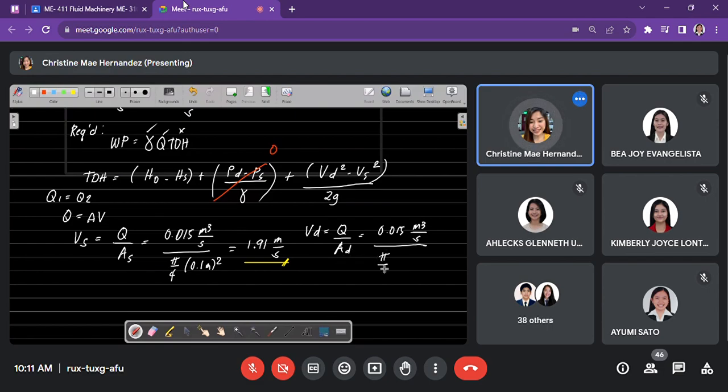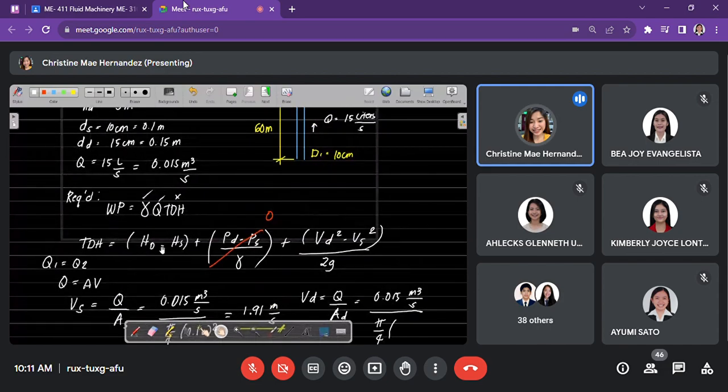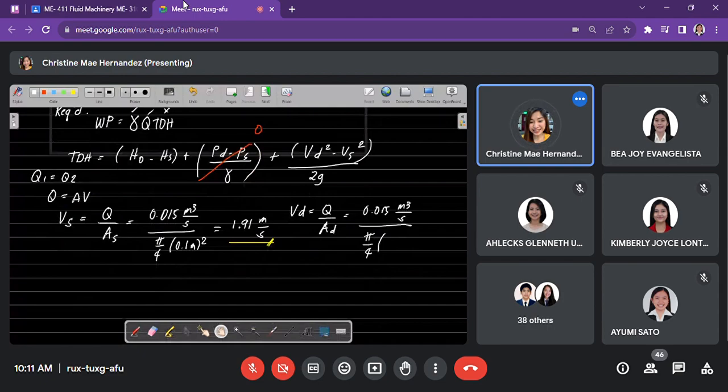So, pi over 4, then diameter ng ating discharge, 0.15 meters, 0.15 meters squared. So, ang ating velocity at discharge ay equal sa 0.85 meters per second. So, check na natin if makukuha na natin yung total dynamic head.